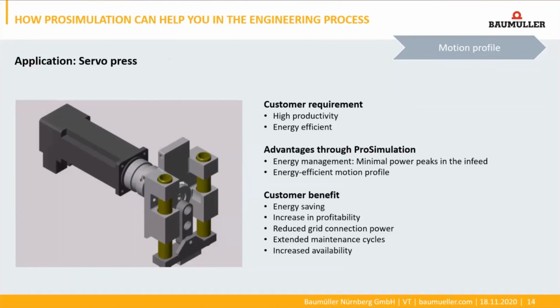The following advantages resulted for the customer. He was able to save energy while increasing profitability at the same time. The grid costs could be lowered by reducing the grid connection power. An optimal motion profile with reduced jerks extended the maintenance cycles and at the same time increased the availability of the machine.